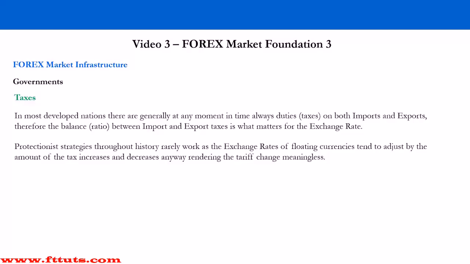In most developed nations, there's generally, at the moment, always duties or taxes on both imports and exports. Therefore, what's important is actually the balance or the ratio between the taxes. That's what really matters for the exchange rate. Protectionist strategies throughout history, as we've just seen, rarely work, because the exchange rates of the currencies tend to adjust over time by the amount of the tax increases and decreases anyway, and that renders the tariff change completely meaningless. So it's really the balance between the two, and understanding this mechanism is important, because the exchange rate will actually tend to self-adjust over time.